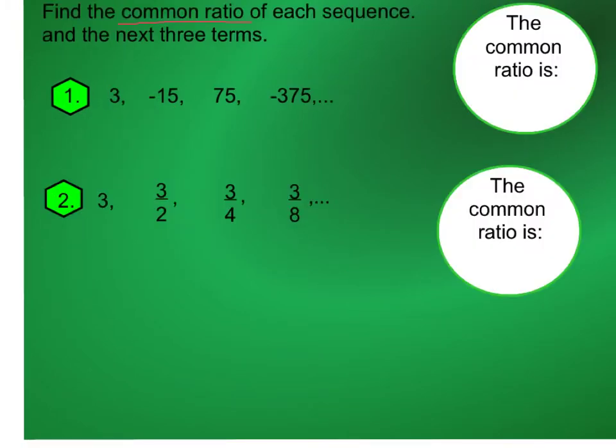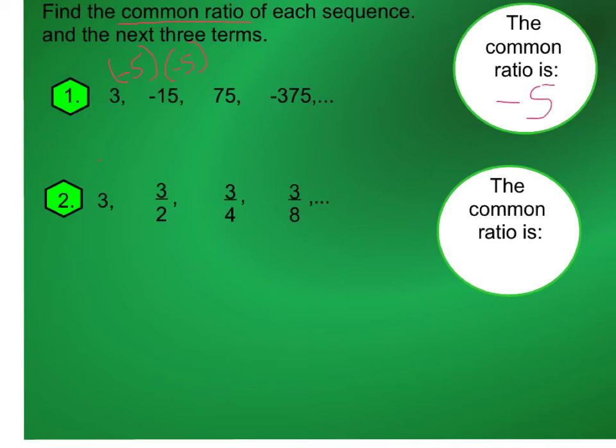Alright, on this slide we need to find the common ratio for each sequence. We also need to find the next 3 terms. So we start at 3 and they multiply and then we get negative 15. So I know that if I multiply 3 by negative 5, I will get negative 15. Let's see if that continues to work. I'm going to multiply negative 15 by negative 5, and that does work. So my common ratio is negative 5.